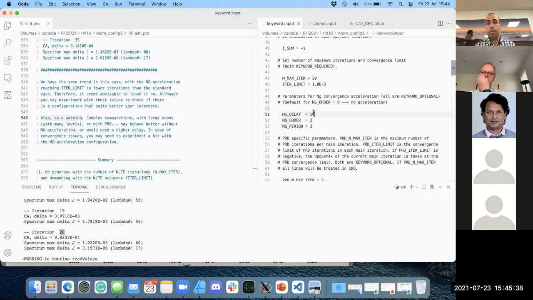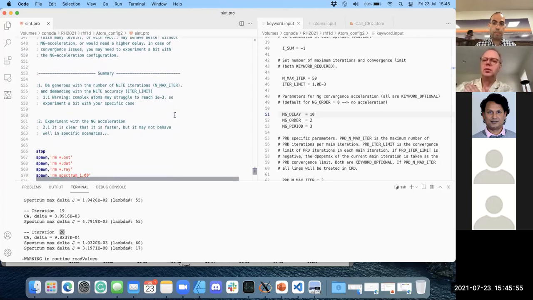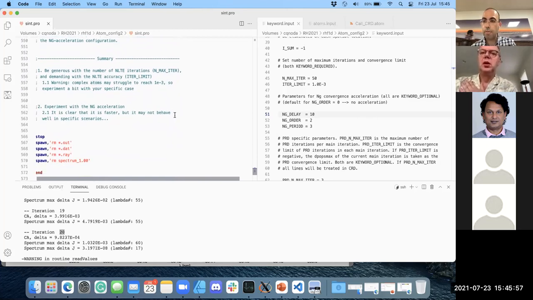So the important thing is, for this case, in general, it works better with NG acceleration. It's faster and it converges well. But it will depend always on the atmosphere and the atom that we are using. Okay, so then as a summary, Han, do you have comments?